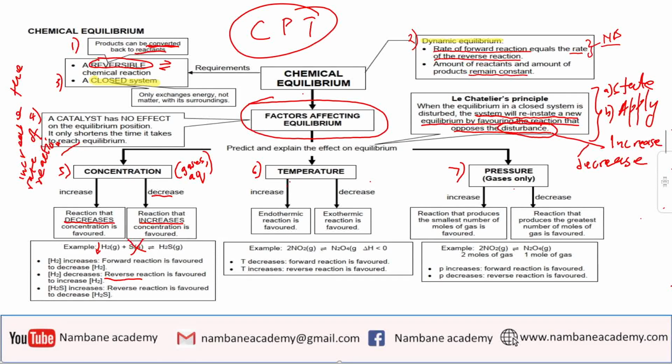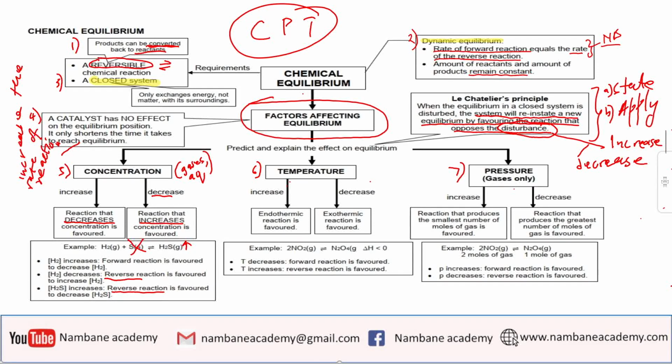If I have now H2S that is increasing, that is now the product in this instance. If the product is increasing, what will happen? The system will try to decrease that particular product. So how can we decrease a product? It's by forming more of now what? The reactants. So if I want to form more of the reactants, it means the reverse reaction must be favored.